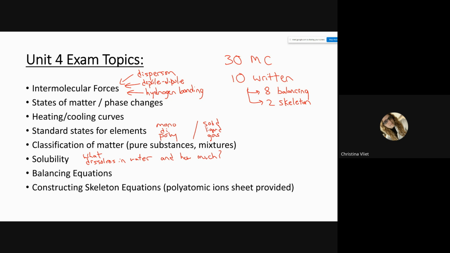Tutoring is today after school. Then you have to practice for Friday. It's today after school because the test is on Friday.